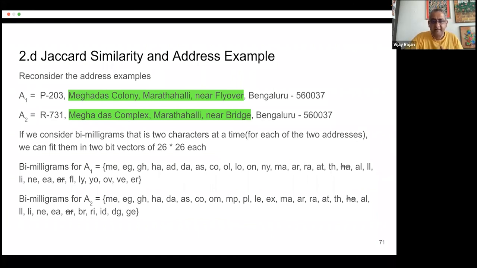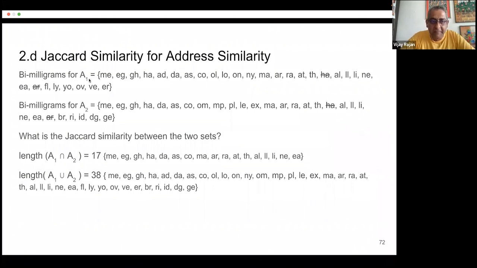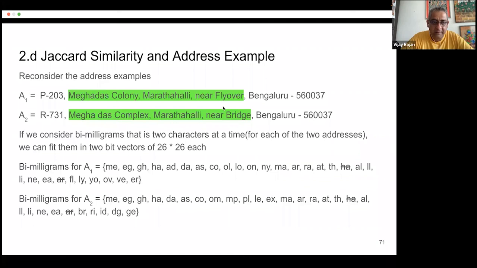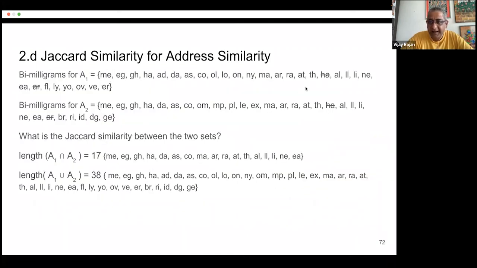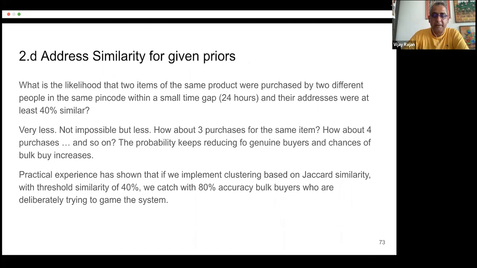And we were looking at clusters of addresses. And I defined this term called bigrams. I take the tokens of addresses A1 and A2 and have a vector of 26 squared entries for the English alphabet. And I put a 1 if a pair like ME has occurred. So I find M and the E after that, and I put a 1. So I create a bit vector. And once I create a bit vector for A1 and a bit vector for A2, all I have to do is a logical AND for intersection, or a logical OR for union, and I can get the Jaccard similarity. And I keep a Jaccard threshold, and I'm able to find similar addresses.